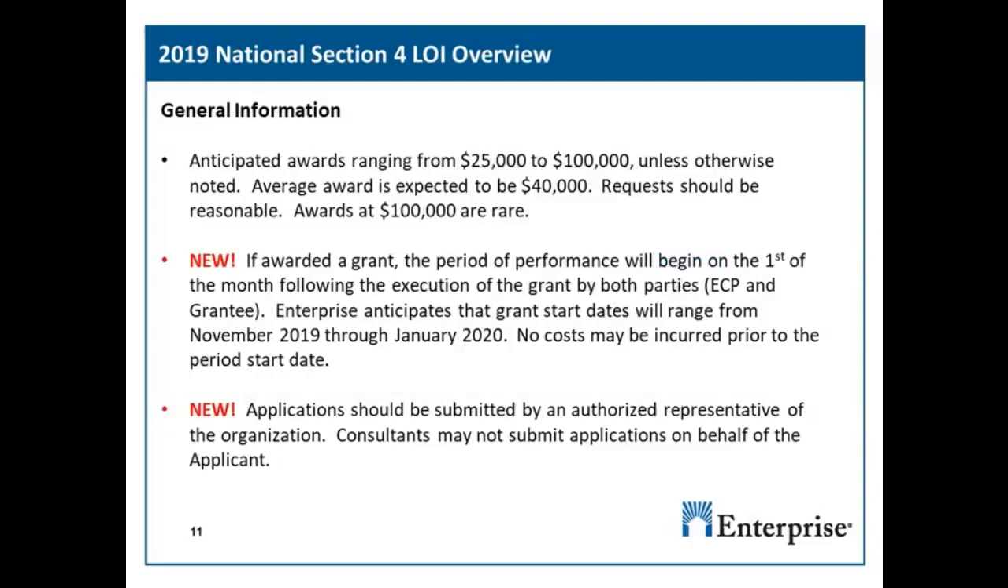All right, so new this year, something else you should consider is the anticipated start date of the grant if you happen to receive an award. So this is new this year, so previous applicants and grantees, you'll want to note this as this is a fairly big change. If awarded a grant, the period of performance will begin on the first of the month following the execution of the grant by both parties, which is Enterprise and your organization. We're anticipating that the grant start dates will range from October of this year through January 2020. This is a cost reimbursement grant program, so no cost may be incurred prior to the period start date.